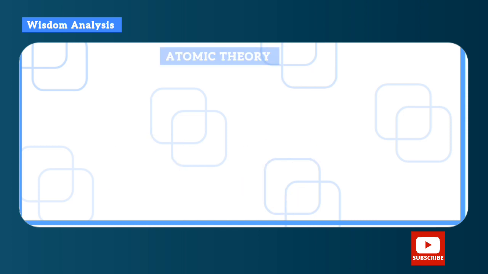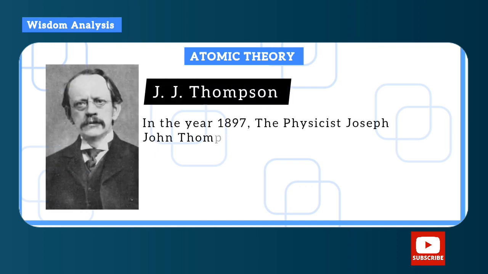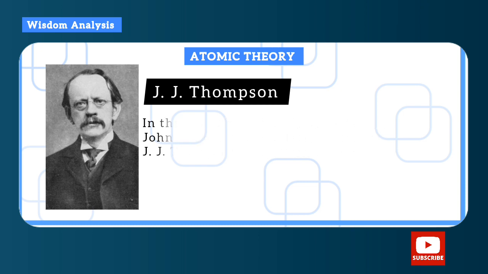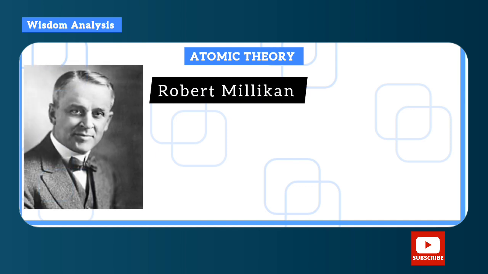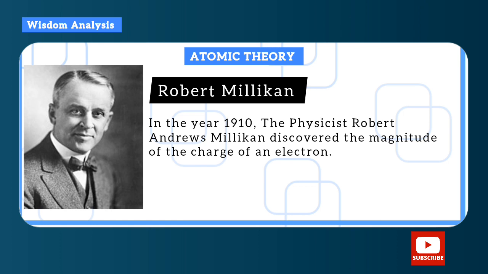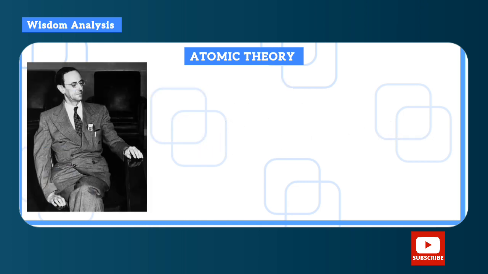So let's go to atomic theory. J.J. Thomson. In the year 1897, the physicist Joseph John Thomson, popularly known as J.J. Thomson, discovered the electron. Robert Millikan. In the year 1910, the physicist Robert Andrews Millikan discovered the magnitude of the charge of the electron.